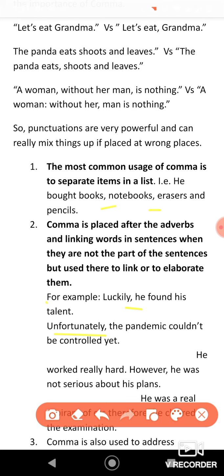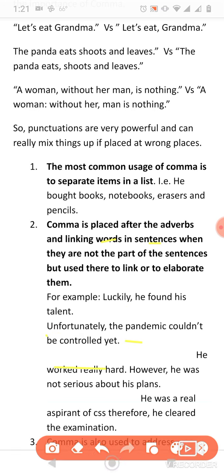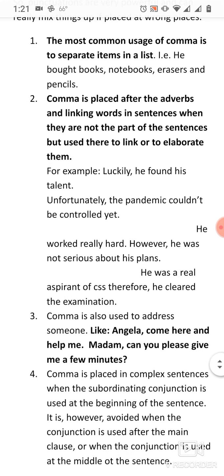He worked really hard. However, he was not serious about his plans. He was not serious about his plans is the real sentence. However has been used as a linking word which links the idea from the previous sentence to this one. He was a real aspirant of CSS, therefore he cleared the examination. Therefore is also a linking word, it links both the parts together.